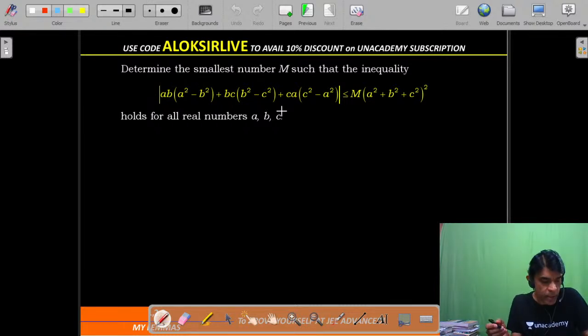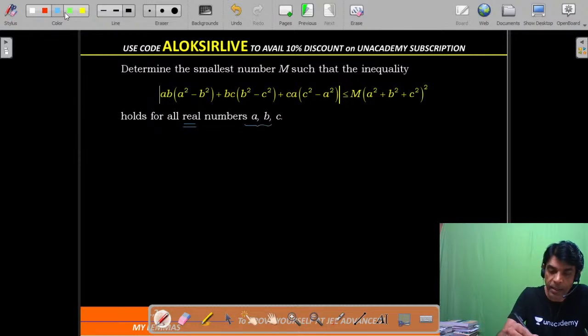So determine the smallest number m such that the inequality modulus of ab times (a squared minus b squared) plus bc times (b squared minus c squared) plus ca times (c squared minus a squared) is less than or equal to m times (a squared plus b squared plus c squared) whole squared, holds for all real numbers a, b, and c. You want it to hold for all real numbers, so you have to find the things such that it holds for all real numbers. So obviously in these kinds of problems, the answer is not something you can guess easily. You really have to solve them, unlike some other problems where you can sometimes guess.